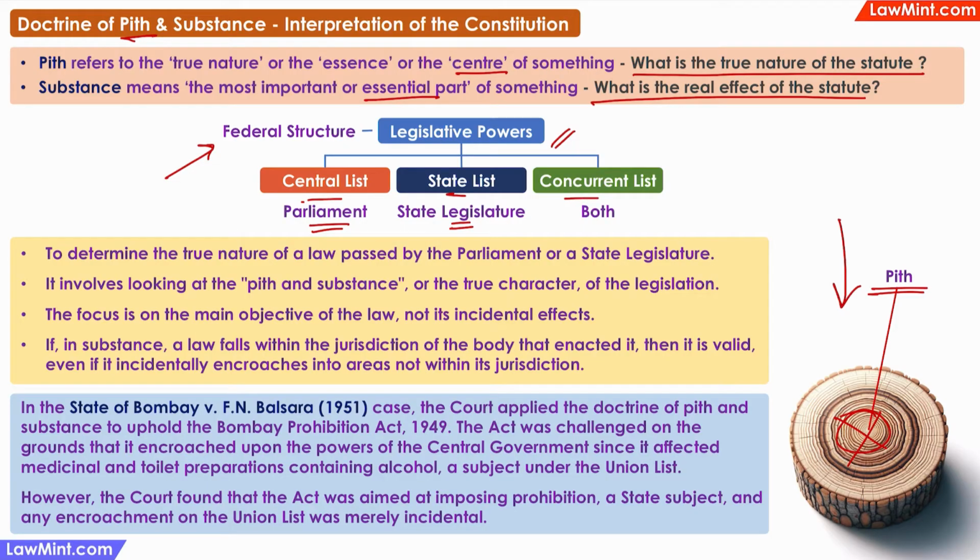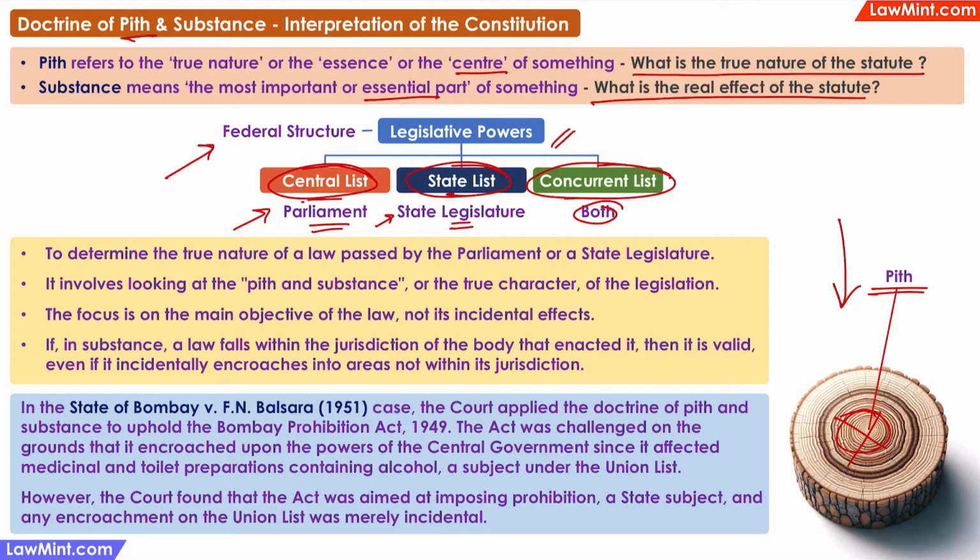The central legislature, that is the parliament, has the exclusive power to make laws on the subjects in the central list. The state legislatures have the power to make laws on the subjects in the state list. And both the central and state legislatures have the power to make laws on the subjects in the concurrent list.